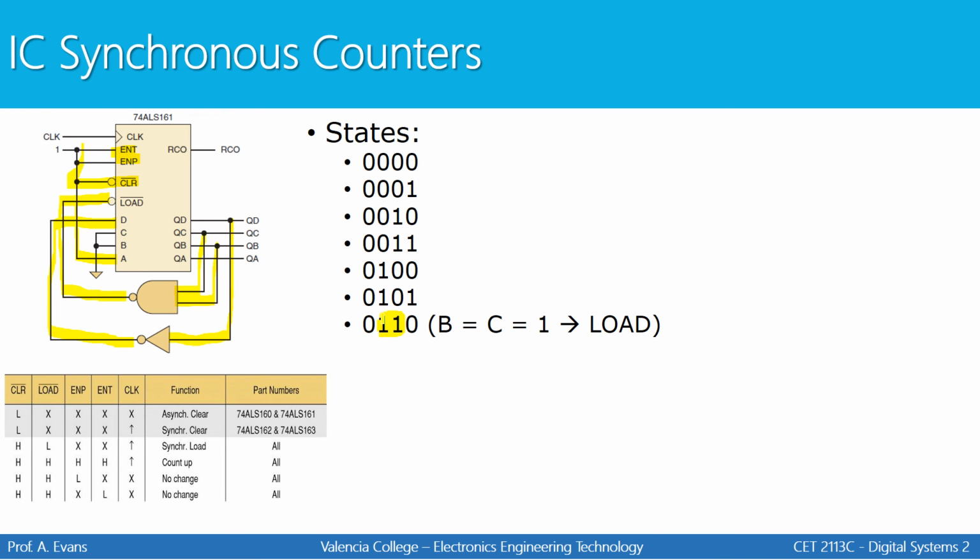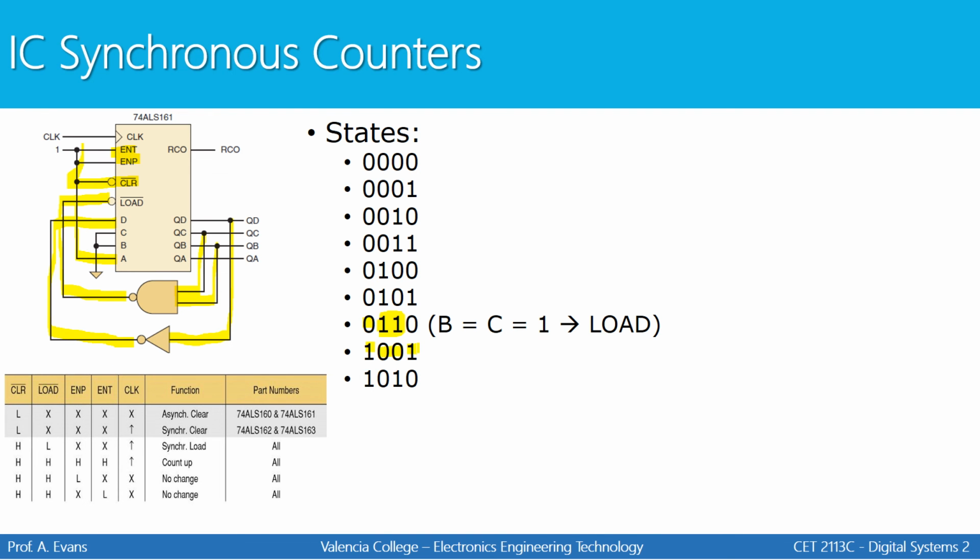It's going to synchronously load, which means on the next clock pulse, it's going to load. Again, what is it going to load? It's going to take output D and invert it and load that into input D right here. C and B will be 0, A will be 1. So the D gets inverted, C and B are 0, A is 1. That's what it'll load. And then it'll begin counting.